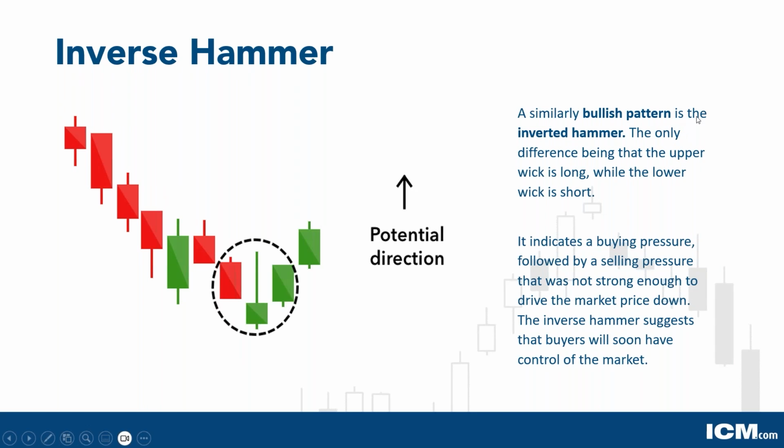Similarly, the bullish pattern is the inverted hammer. The only difference is that the upper wick is long while the lower wick is short. That's what it means to say. The upper wick is long. So this is usually confirmed.